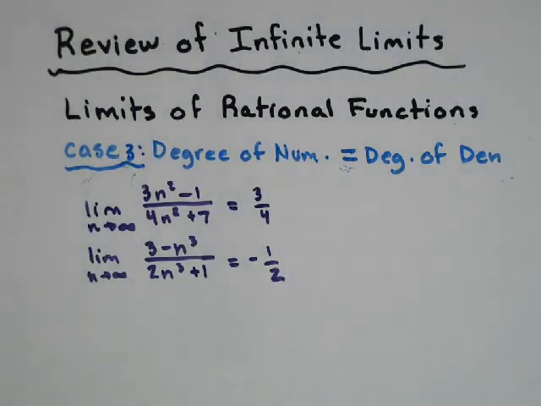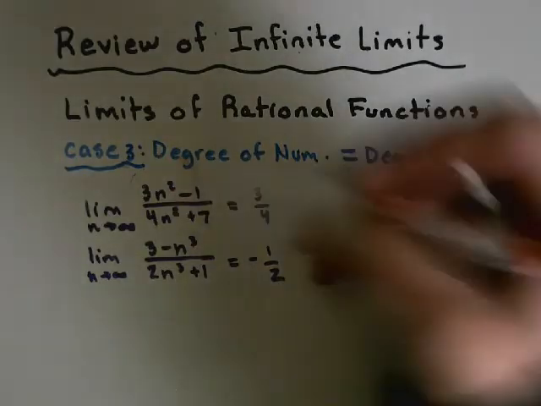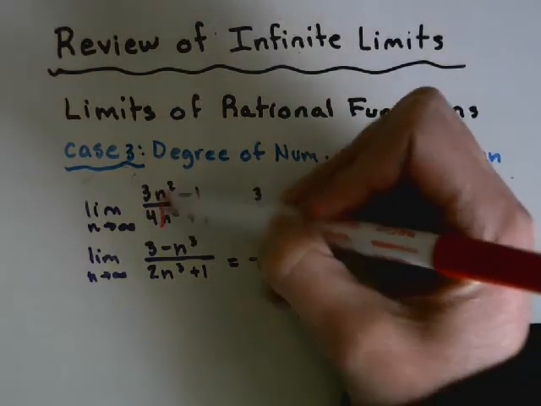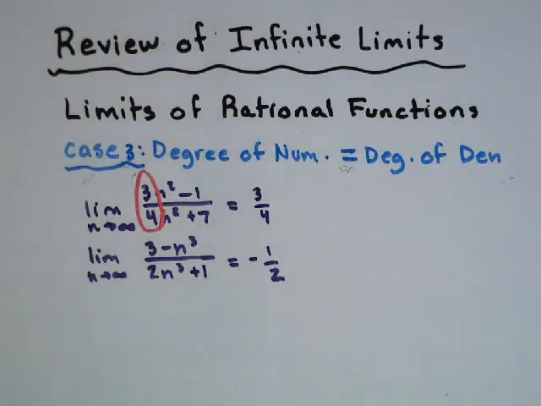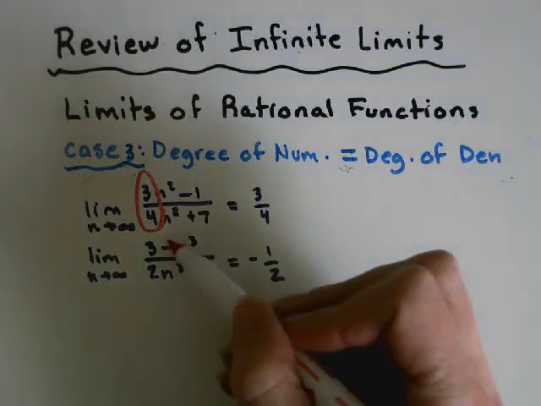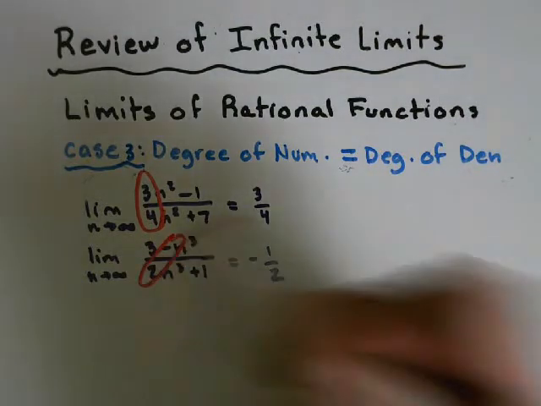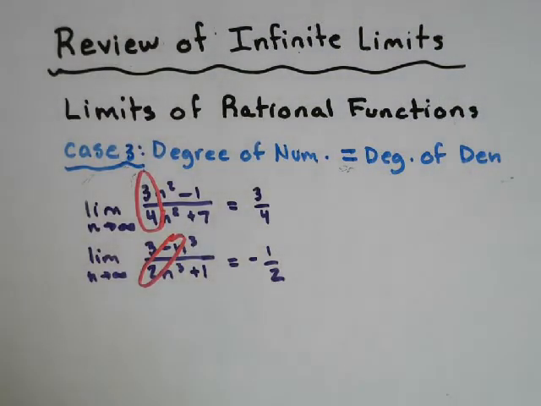And where that's coming from, if we look, it's coming from the coefficients in front of the highest degree. So we call them the leading coefficients. So here, this 3/4, we got a 3/4. Here, we had a negative 1 over a 2, is where we got the negative 1/2. So if the degrees are the same, it's going to depend on whatever those leading coefficients are.